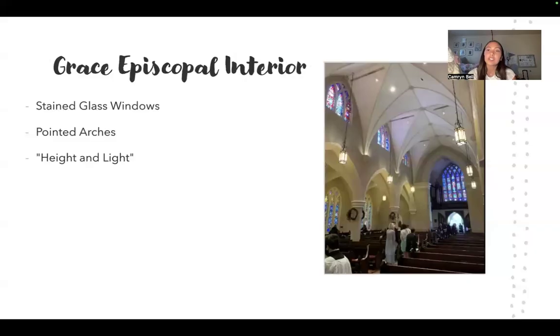So looking at the interior of Grace Episcopal, we have these stained glass windows. Look at it along the top here, at the front and the back of the church, as well as down here. And then again, we have those pointed arches right here. And because of these two, we have more height in the church and light compared to the barrel vaults, where we had lower ceilings and did not have these windows. So that's just a good look at why this is Gothic architecture.